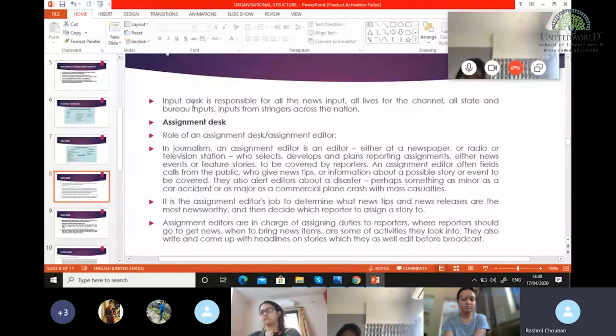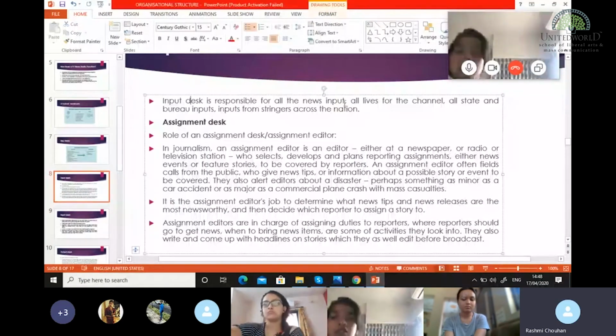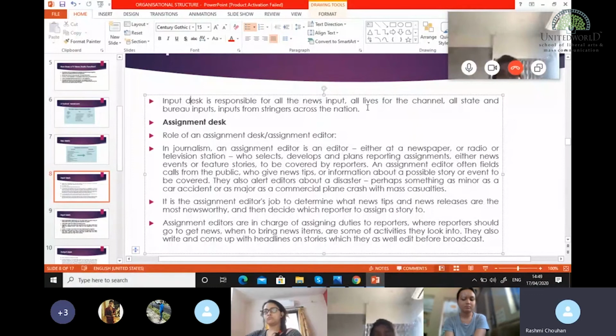As I said, input desk is responsible for all the news input, all lives for the channel, all the things that are going live, all state and bureau inputs from stringers across the nation. So all kinds of news input come to the input desk. Here I want to ask you something. Do you know the difference between an edition and a bureau? If I say Times of India has a Bhopal edition and they have Indore bureau, we need to know this difference. If you work in the field, you have to know this difference.